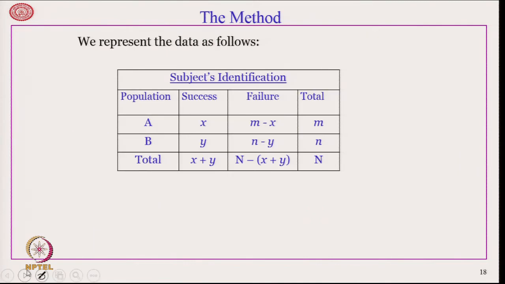So, what we are saying is that this data can be represented in a tabular form. There are, out of m trials, x successes and m minus x failures for the first population. Out of n trials there are y many successes and n minus y many failures for the second population. Therefore, in total we have x plus y many successes and N minus (x plus y) many failures, where capital N is small m plus small n, the total number of samples.